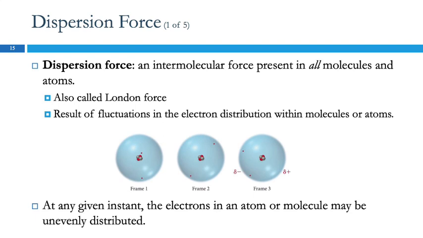So the first type of force we'll talk about is called a dispersion force. It also has some other names, sometimes called London forces or London dispersion forces or induced dipoles. I'll try to call them dispersion forces because that's what the book calls them. This type of force is present between all particles, all molecules, all atoms. And it's a result of fluctuations in the electron distribution.